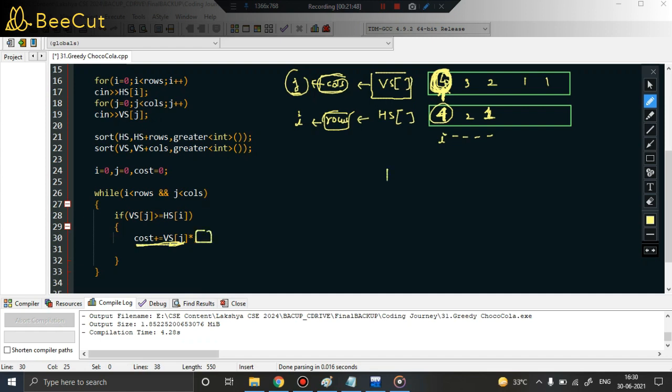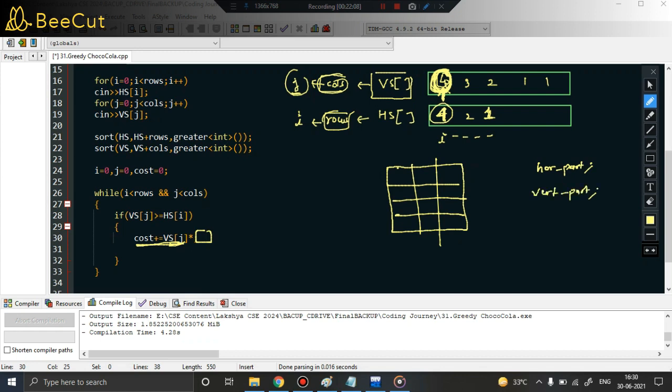So basically if you focus on a chocolate grid, this is how a chocolate grid looks like. Suppose I'll be using two variables, horizontal part and vertical part. Vertical part will keep track of how many pieces are present from top to bottom, and horizontal part will keep track of left to right, how many pieces are there. That will make it interesting and easy to understand.